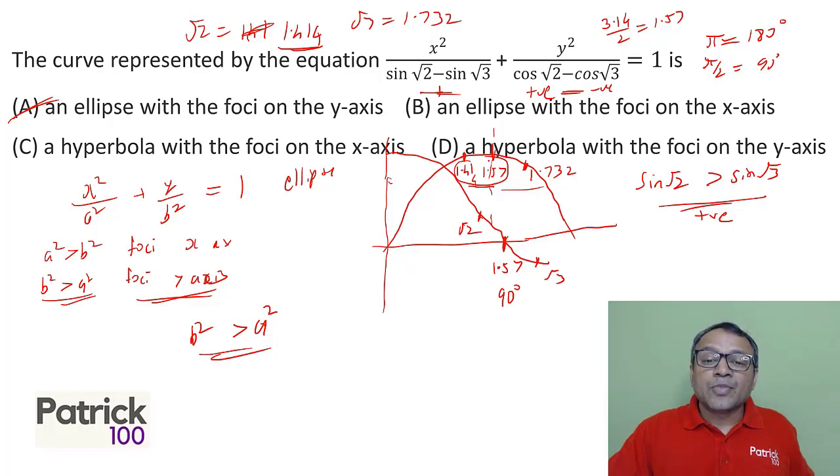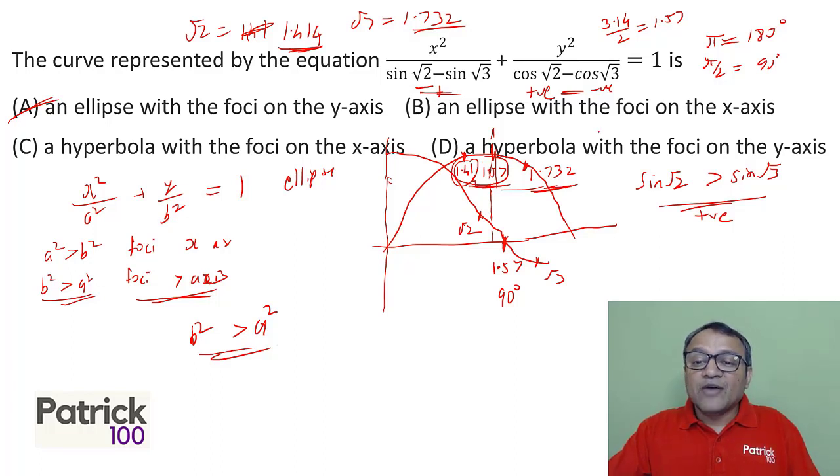I'll repeat this again. 1.57 is at 90 degrees. We have root 2 as 1.414 and root 3 as 1.732. You realize that 1.414 is closer to 1.57 as compared to 1.732. If it's closer, its value will be bigger than the other, because of the symmetrical action of the curve, and therefore it will be positive, but slightly positive.